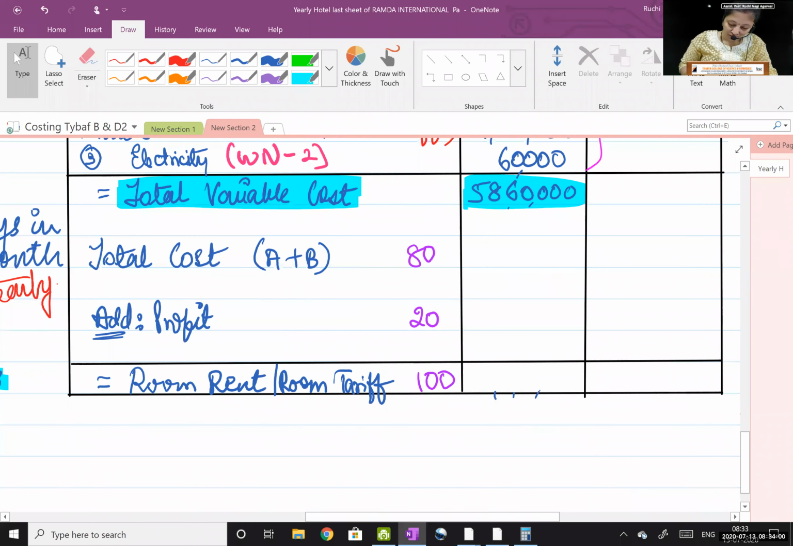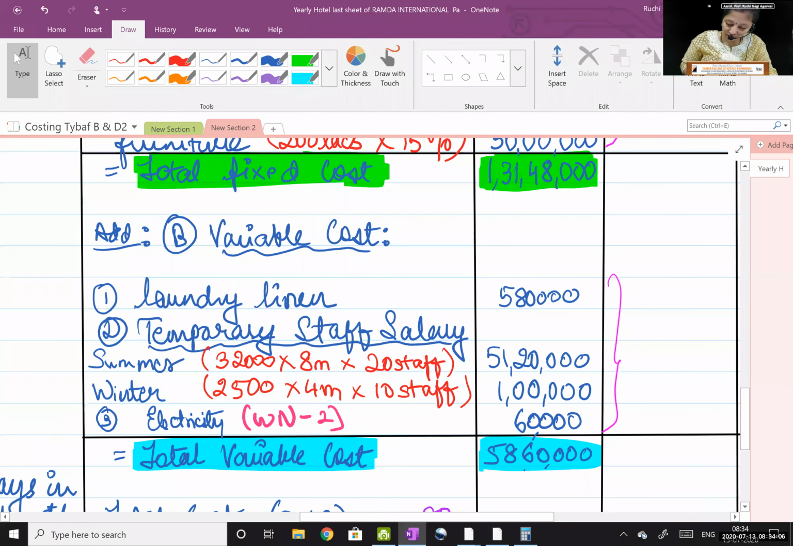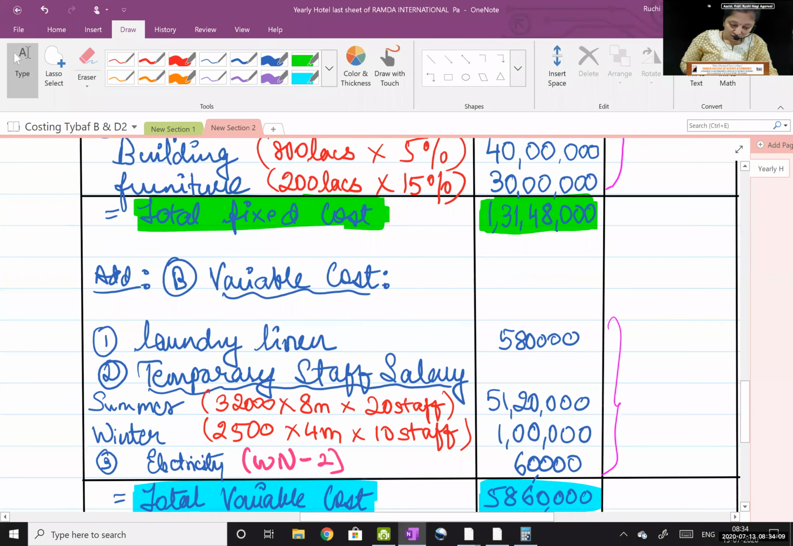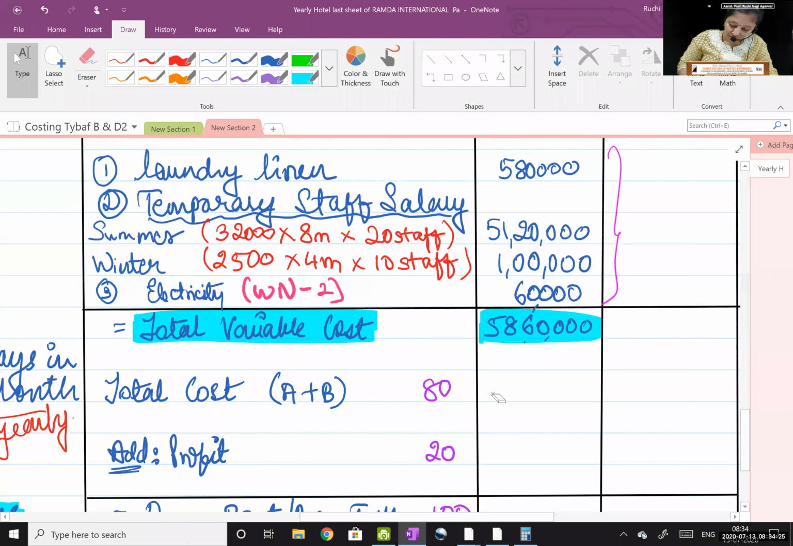Total your cost, that is A plus B, fixed plus variable. So 58 lakh 60,000 plus 1 crore 31 lakhs 48,000. The answer is 1 crore 90 lakhs 8,000. Okay? Now let's see.